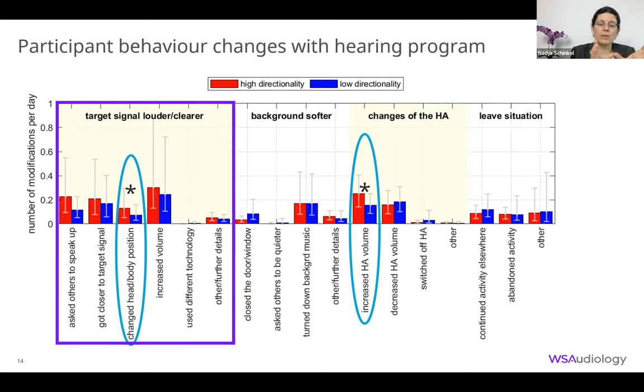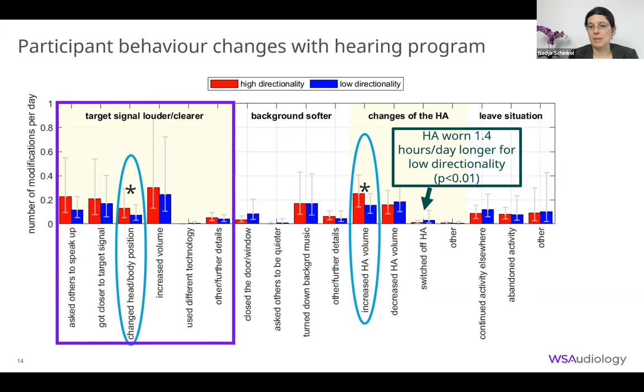Generally, the responses were first classified into a broader category. They first said whether they make the target signal louder, the background softer, make changes in the hearing aid, or leave the situation. And if we take all the modifications within making the target signal louder together, this was also more frequent for the high directionality program than for the low directionality program. We did not see significant differences for the reports of switching off hearing aids, but there must have been a difference because we have seen that the high directional program was worn 1.4 hours longer per day than the low directionality program. So they really behave differently with one program compared to the other.